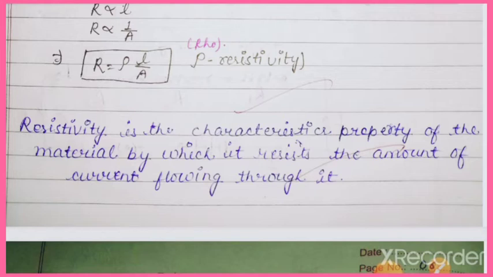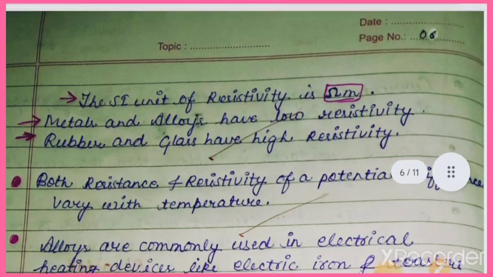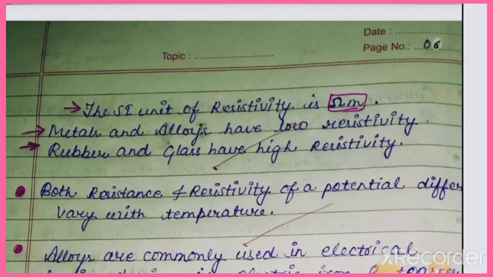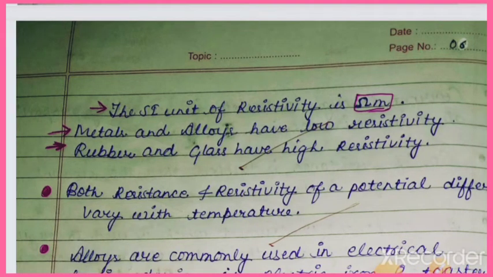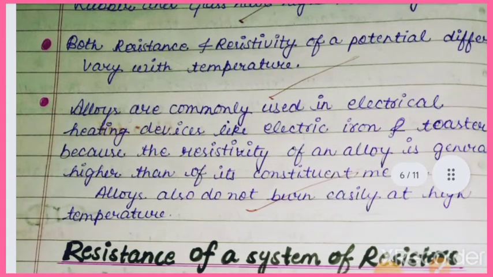Okay. So resistivity is the characteristic property of a material by which it resists the amount of current flowing through it. This resistivity is a natural resistance, you can say, which also opposes the current, right? The SI unit of resistivity is ohm meter. Metals and alloys have low resistivity, whereas rubber and glass have high resistivity. Both resistance and resistivity vary with temperature.